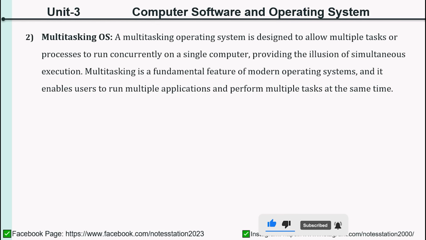Multitasking OS. A multitasking operating system is designed to allow multiple tasks or processes to run concurrently on a single computer, providing the illusion of simultaneous execution. Multitasking is a fundamental feature of modern operating systems, and it enables users to run multiple applications and perform multiple tasks at the same time.